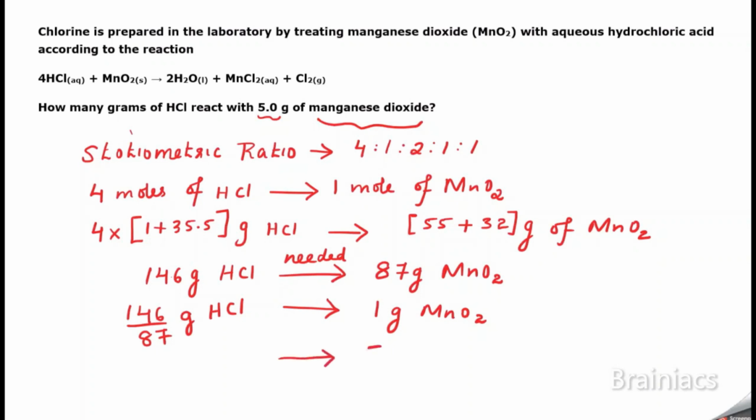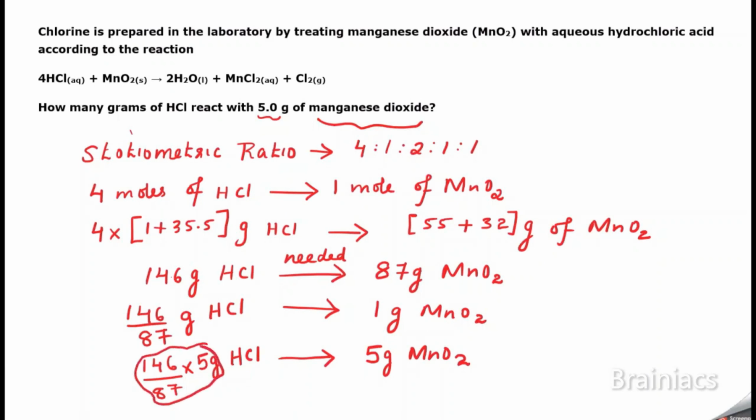Multiply by 5. So this will become 5 gram MnO2. When you are multiplying on the RHS, multiply also on the LHS. So this will become 146 by 87 into 5 gram HCl. So I can say that this is my answer. So this value will be my answer.